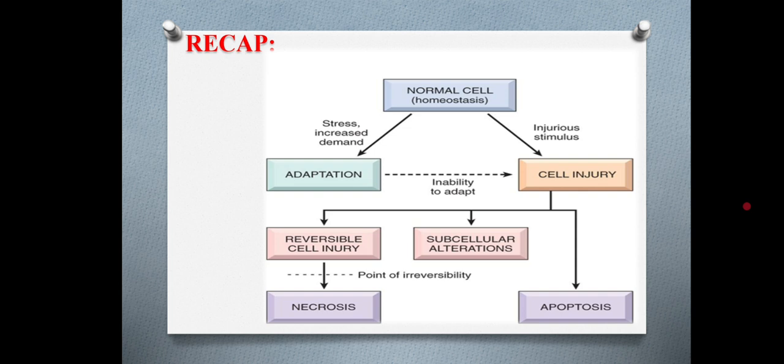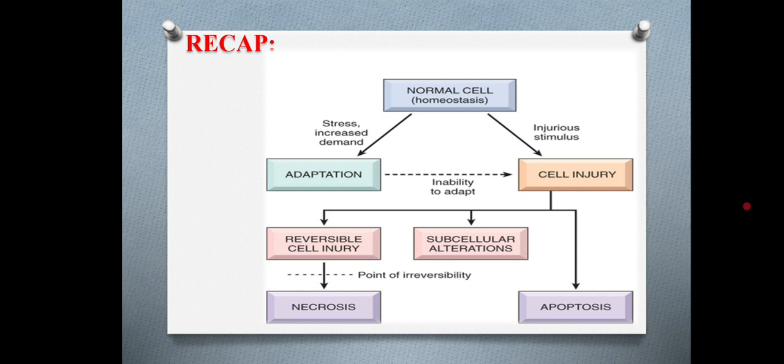Before the cell as a whole is damaged, certain things happen to these organelles first. For example, if the mitochondria has been damaged, we refer to that as subcellular alteration because a subunit of the cell has been altered. So things start from injuring the organelles: you injure the cell membrane, the mitochondrion, the lysosome, the nucleus. At the end of the day, the cell ends up injured as a whole.